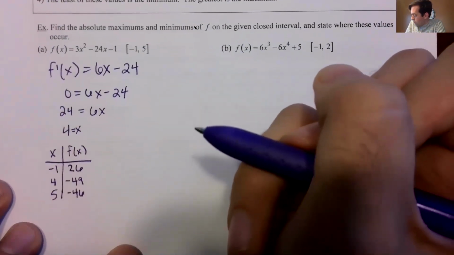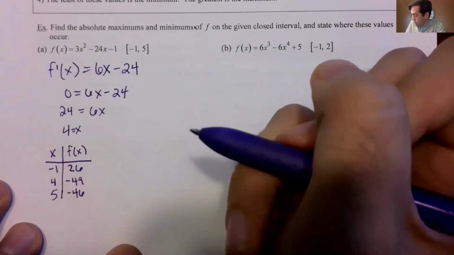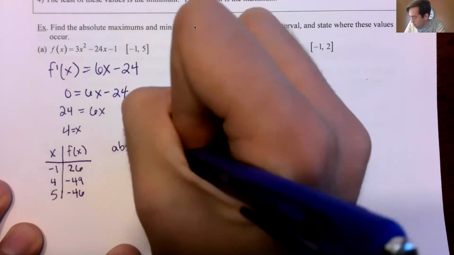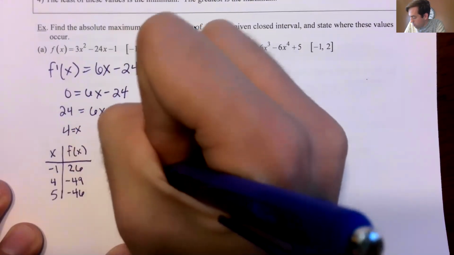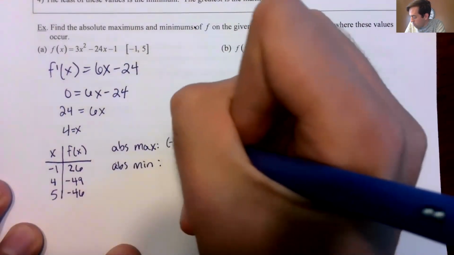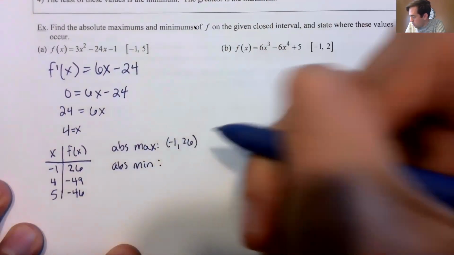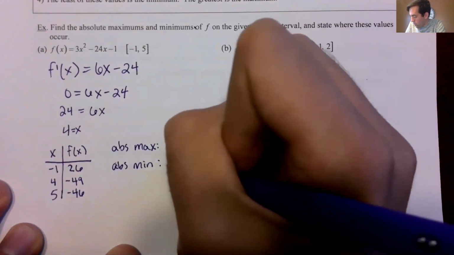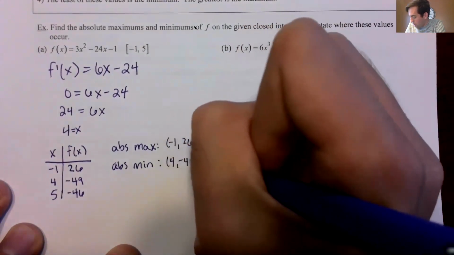So now we just have to look at this and think about, okay, what is the absolute max? And what is the absolute minimum? And the largest y value happens at negative 1 comma 26. The smallest y value happens at negative 49, so 4 comma negative 49.